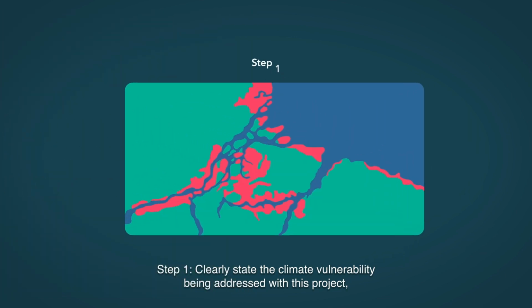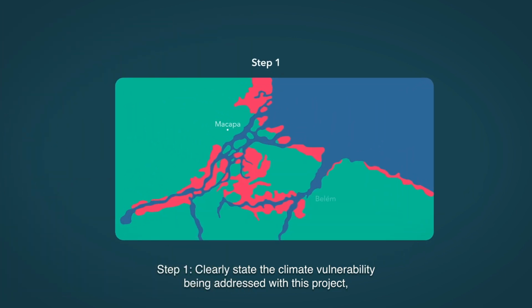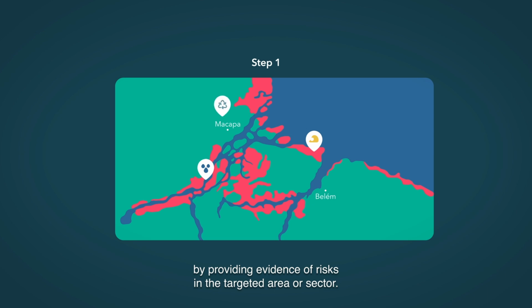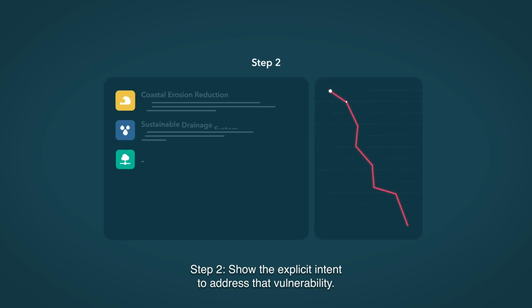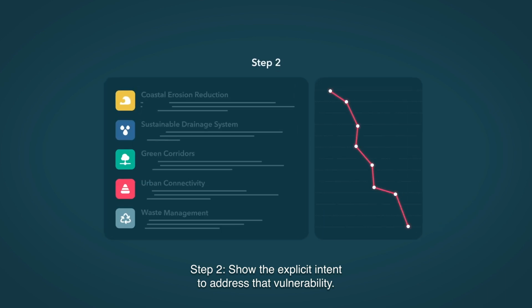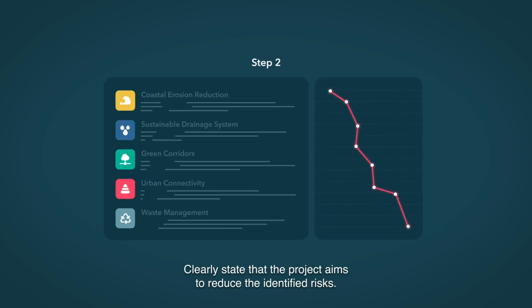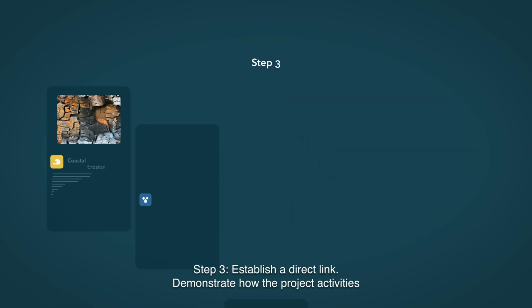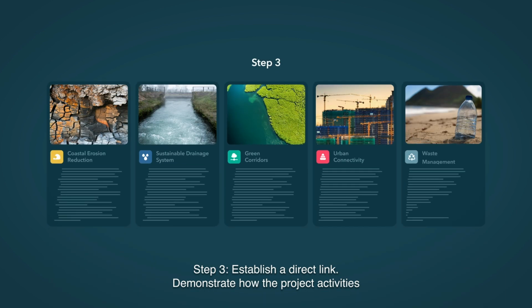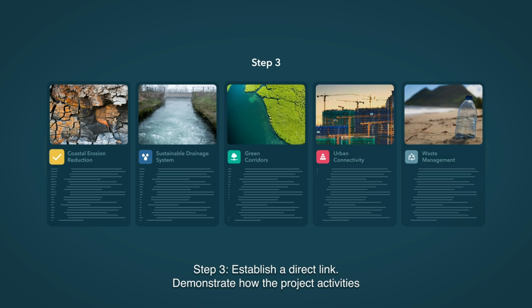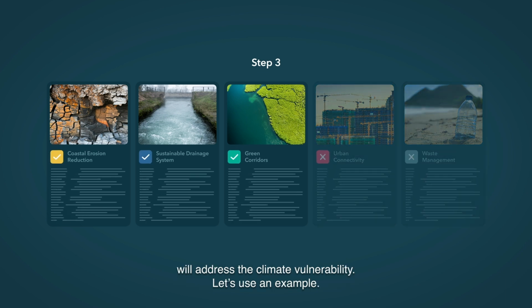Step 1. Clearly state the climate vulnerability being addressed with this project by providing evidence of risks in the targeted area or sector. This can be done through a climate risk assessment. Step 2. Show the explicit intent to address that vulnerability. Clearly state that the project aims to reduce the identified risks. Step 3. Establish a direct link. Demonstrate how the project activities will address the climate vulnerability.